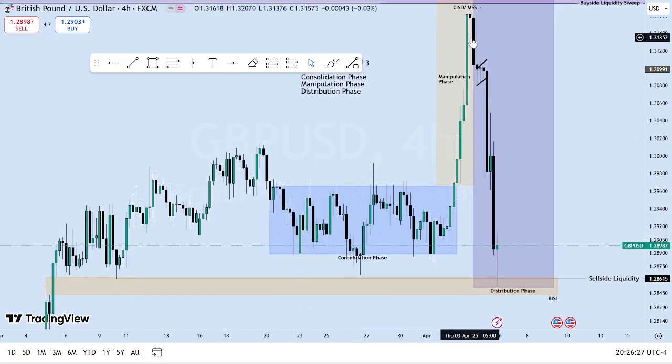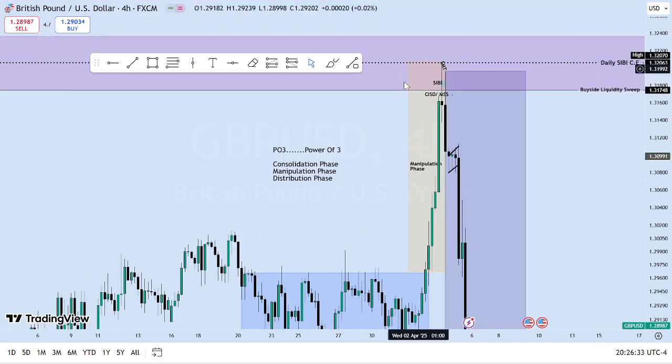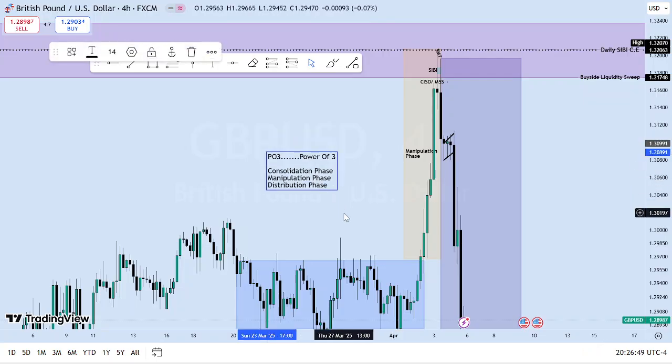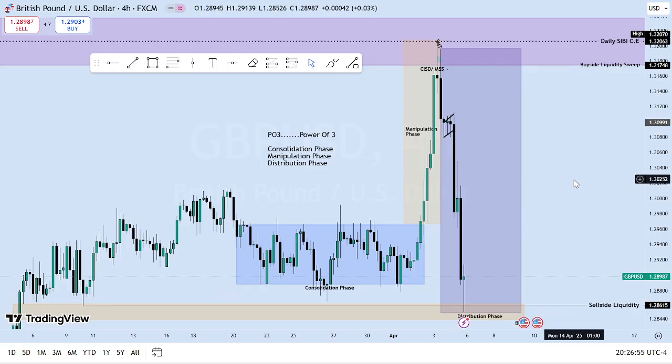Once there is a manipulation going to deliver inside an inefficiency, an old inefficiency, which is the daily CB, consequent encroachment, then you go to lower time frame, 15 minutes or 5 minutes, to anticipate for the distribution phase. So that's for PO3, power of 3. So you have to study this. It's in every time frame. You can see that in 15 minutes, you can see it in 1 hour, you can see it in 5 minutes, in 1 minute, in seconds. So it's there. You also have to look for it and study it.